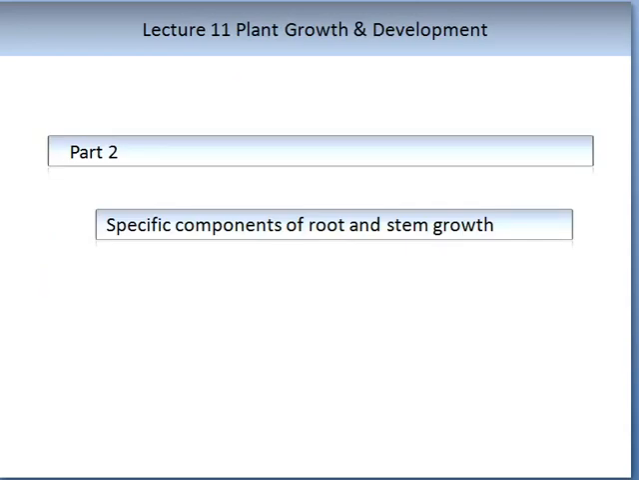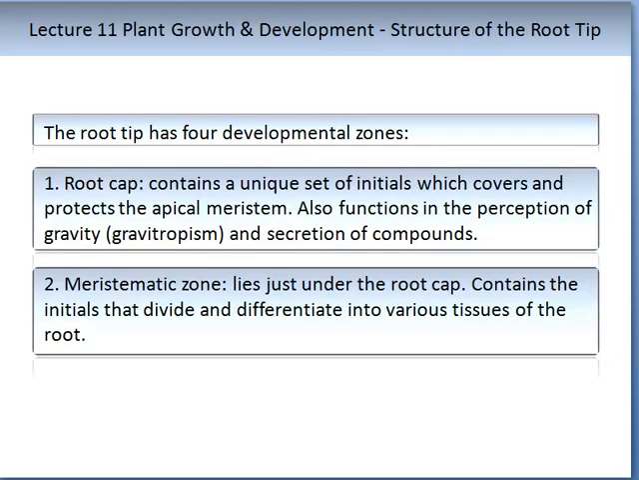In this lecture, we will look at the specific components of root and stem growth. The root tip has 4 developmental zones. In Zone 1, the root cap. This contains a unique set of initials that covers and protects the apical meristem. It also functions in the perception of gravity, also called gravitropism, and the secretion of compounds.